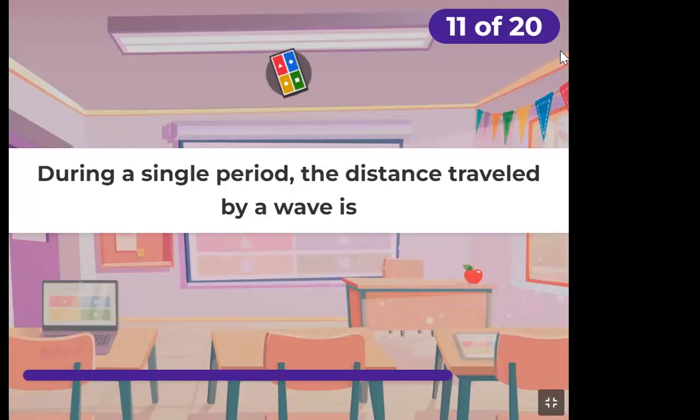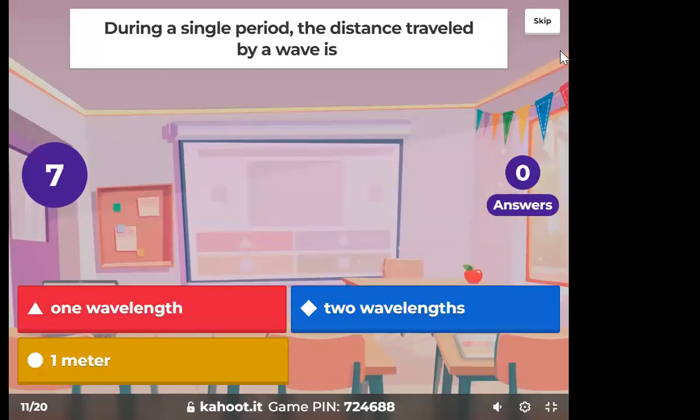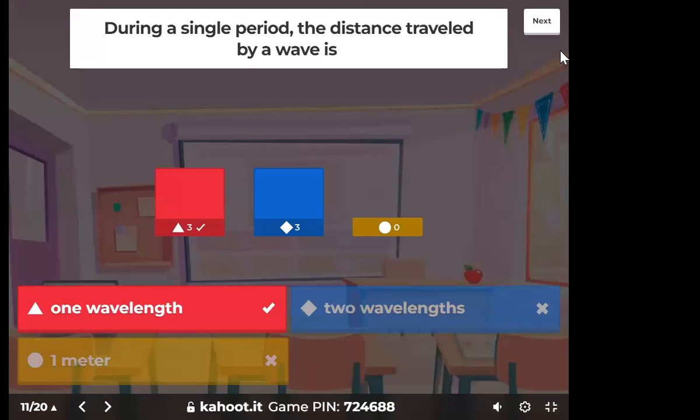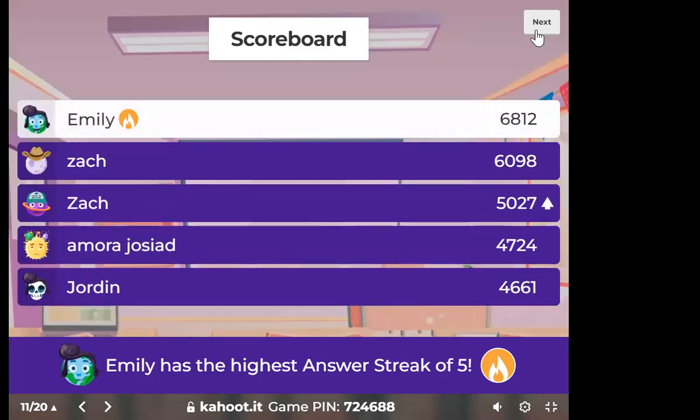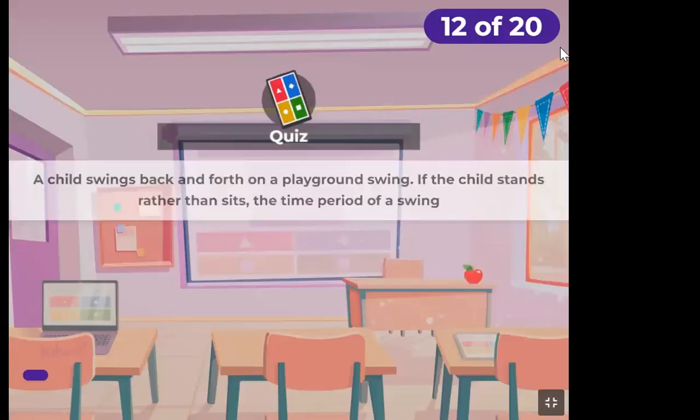During a single time period, the distance traveled by a wave is one wavelength. So a wave will travel a distance of 1 wavelength in one time period. If you divide those two, 1 wavelength divided by 1 time period, you get the speed of the wave. Or you can also say 1 wavelength times the frequency would be the speed of the wave. I've got Jordan, Amora, Josiah, Zach, Emily on fire.